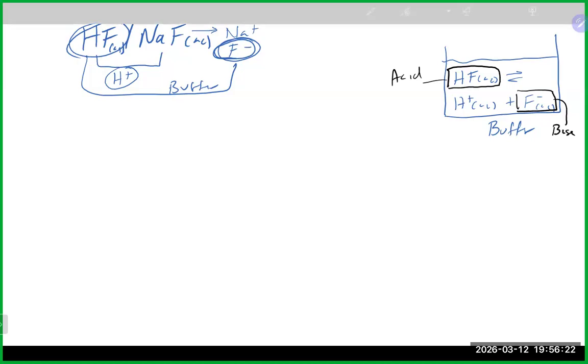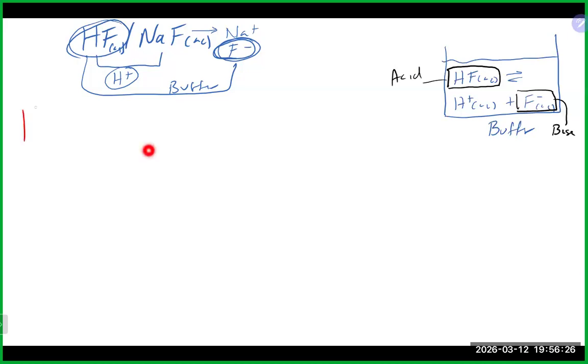So now when we take our hydrochloric acid and we add it to this buffer, when I take my hydrochloric acid and I actually add it to this particular buffer, will the hydrochloric acid react with the acid part of the buffer or the base part of the buffer? Which one should it react with?